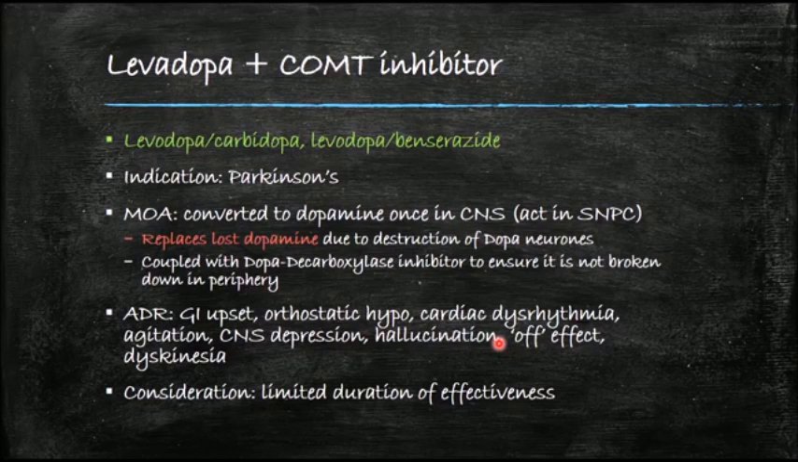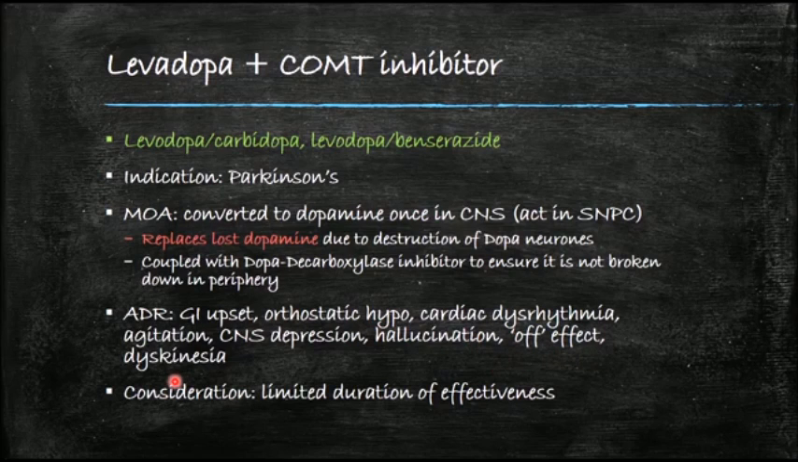It's got a limited duration of effectiveness, so you don't give this in patients who get early onset of Parkinson's, because after about 5 years, it stops being effective. The ADRs are purely to do with excessive dopamine. So you have orthostatic hypotension, cardiac dysrhythmias, CNS depression, hallucinations. The big ones are off effects and dyskinesia.